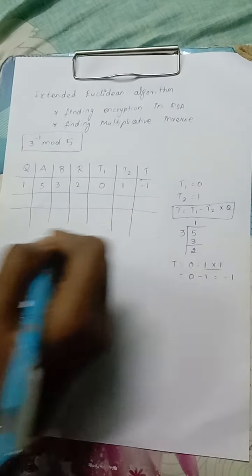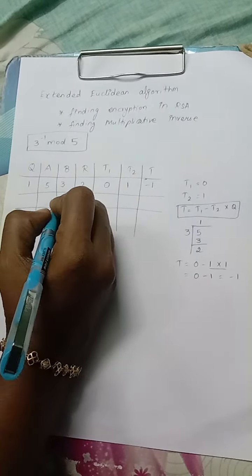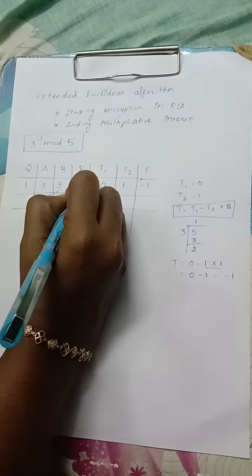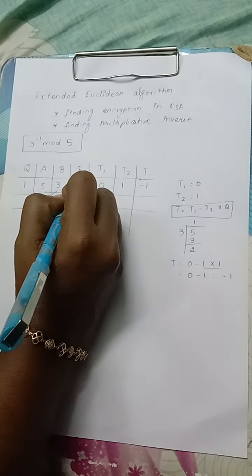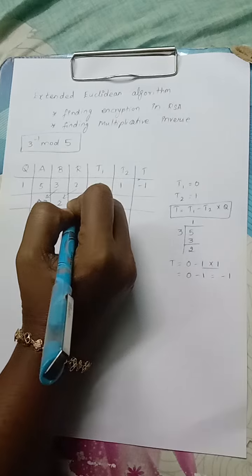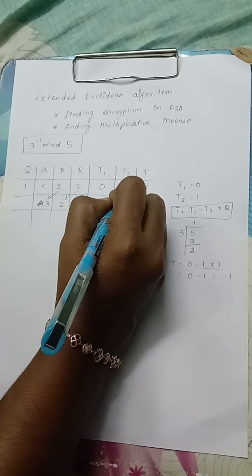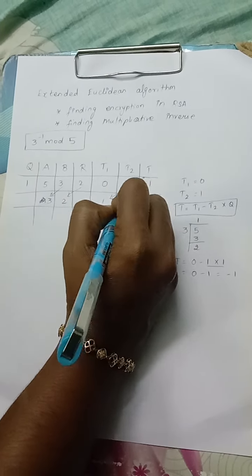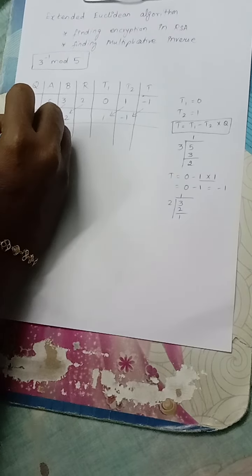Next you perform the shift operation. Shift your B value into A and your remainder value into B. Likewise, shift your T2 value into T1 and your T value into T2. Again you divide 3 by 2. So 1 times 3, you get remainder 1. You place the quotient as 1 and the remainder as 1 here.